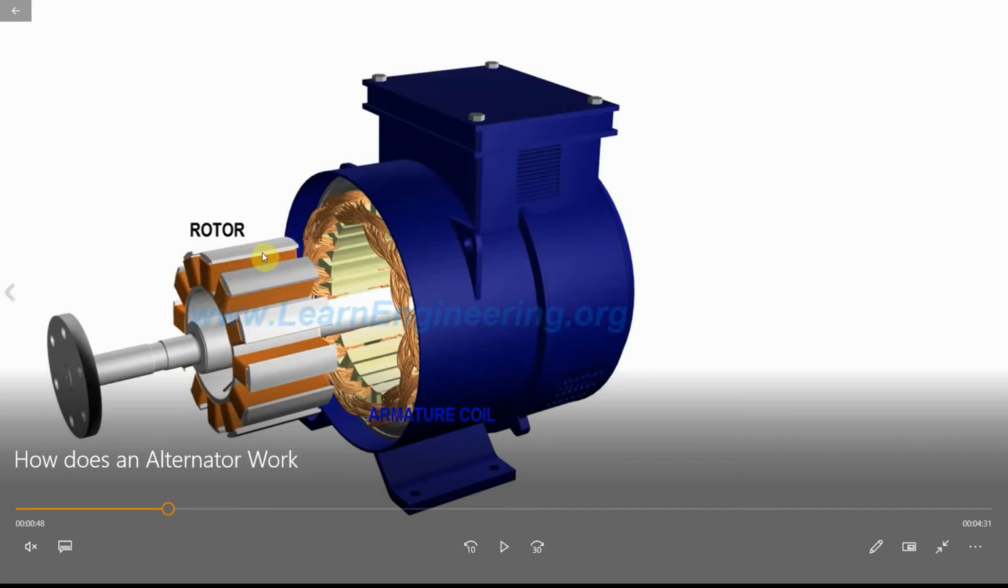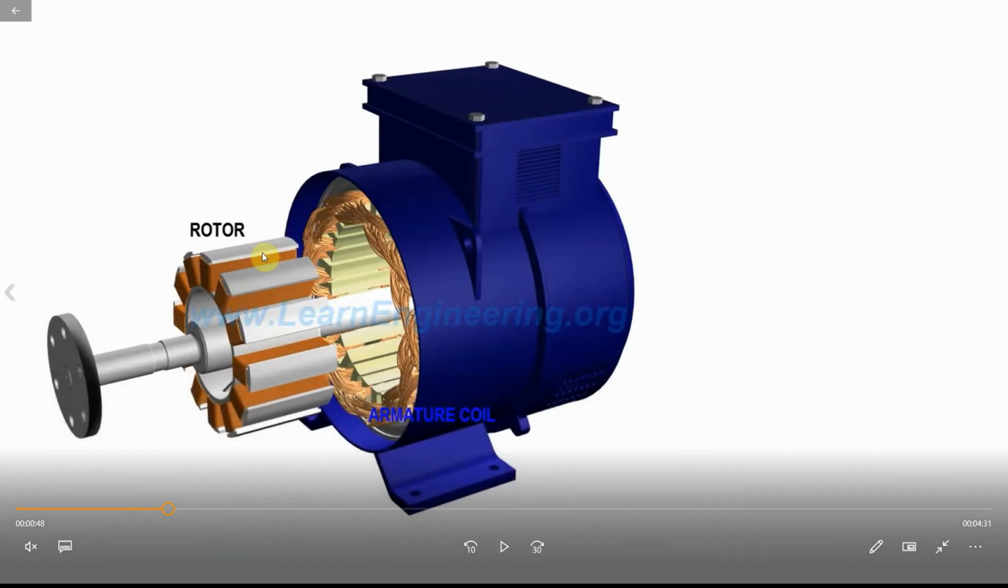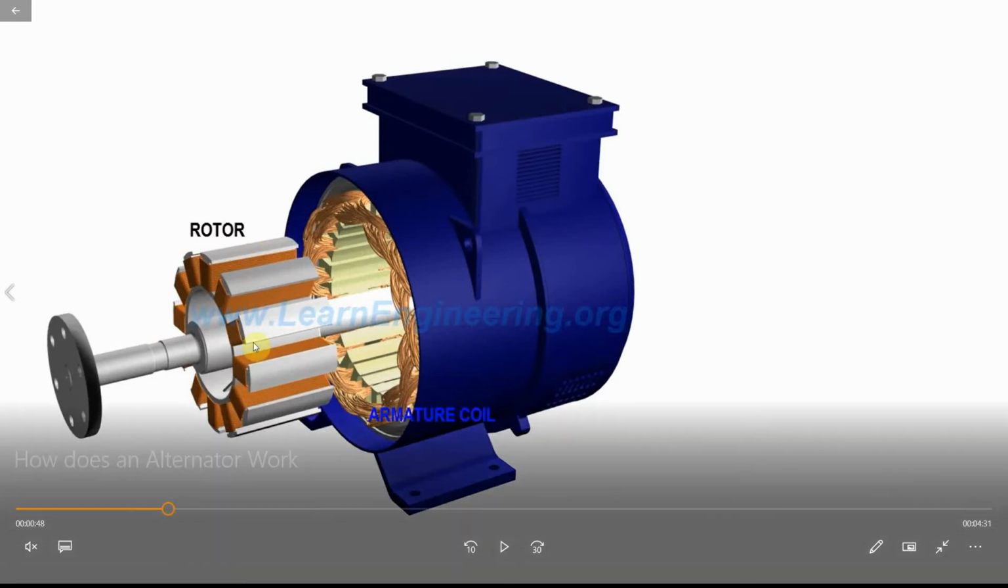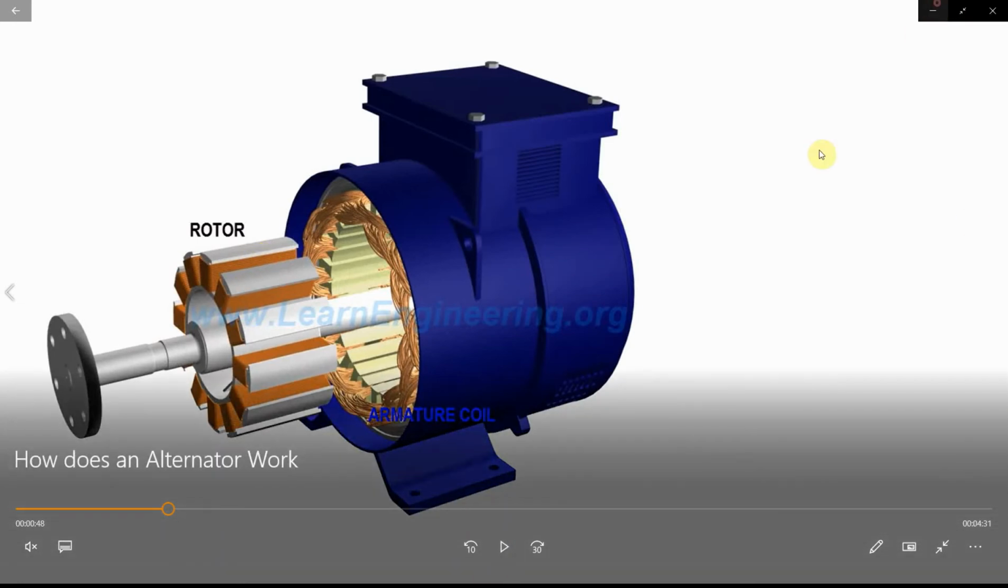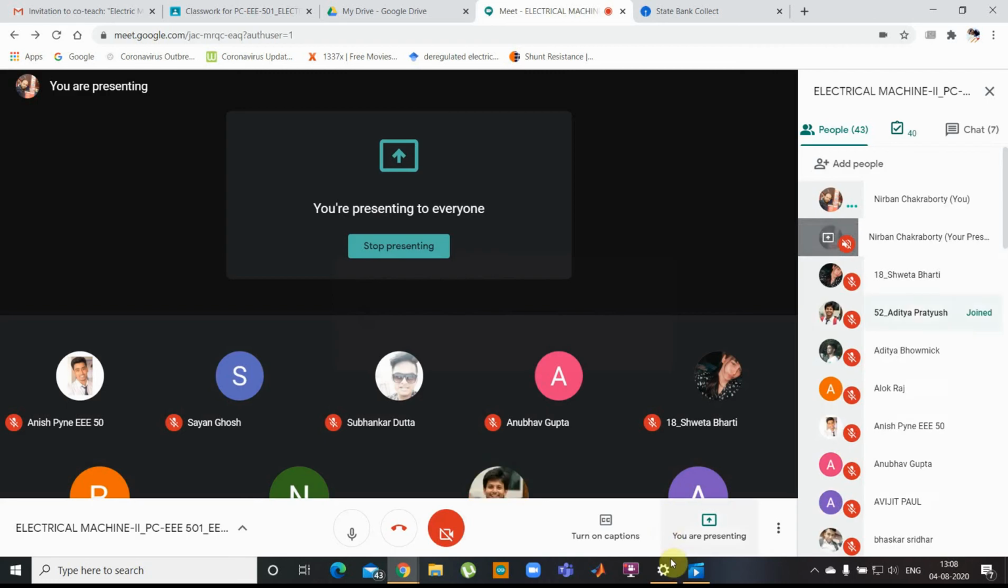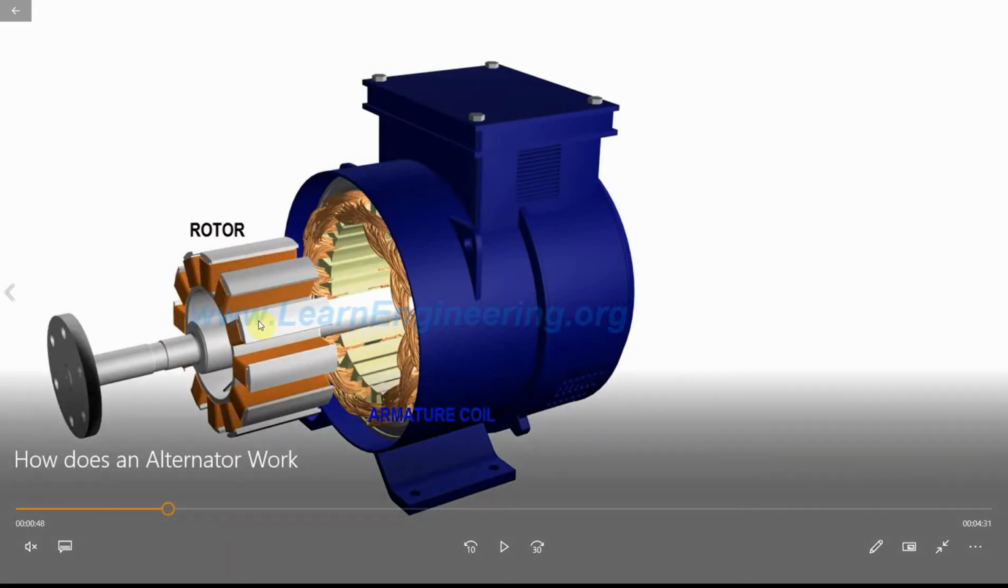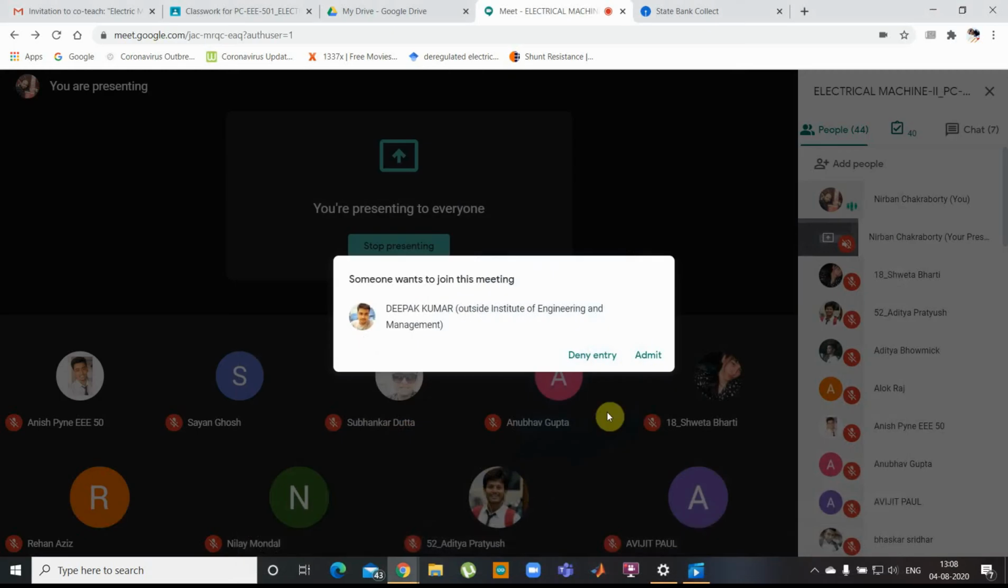So as I have told you earlier, in case of alternator, when they are generating huge amount of voltage, we prefer rotating field and static armature. So that field is rotating because we are connecting the shaft with the rotor.